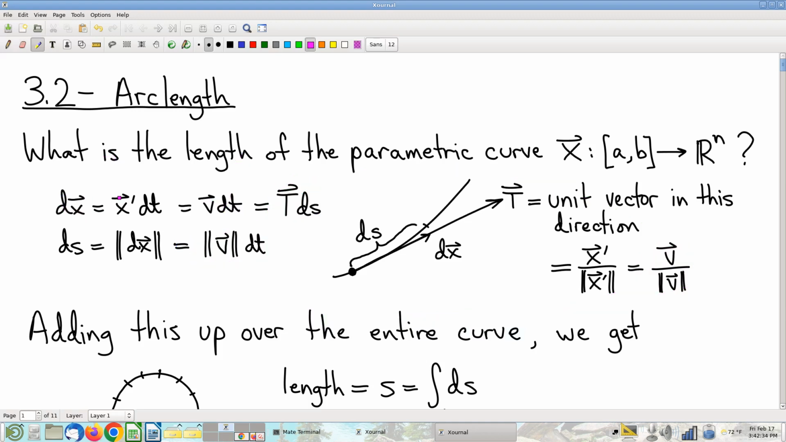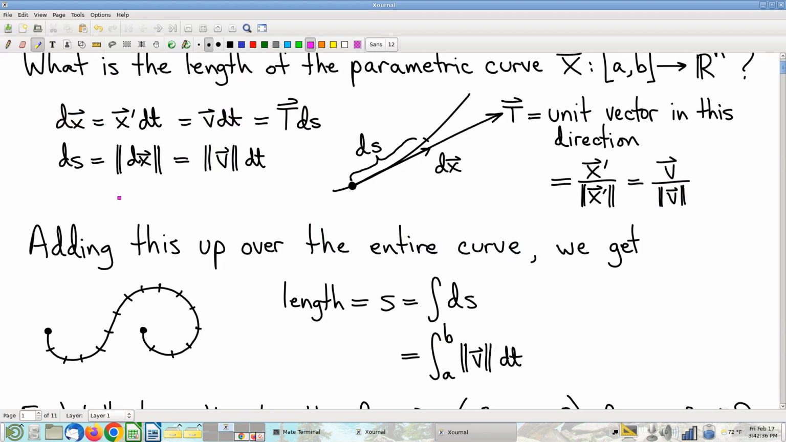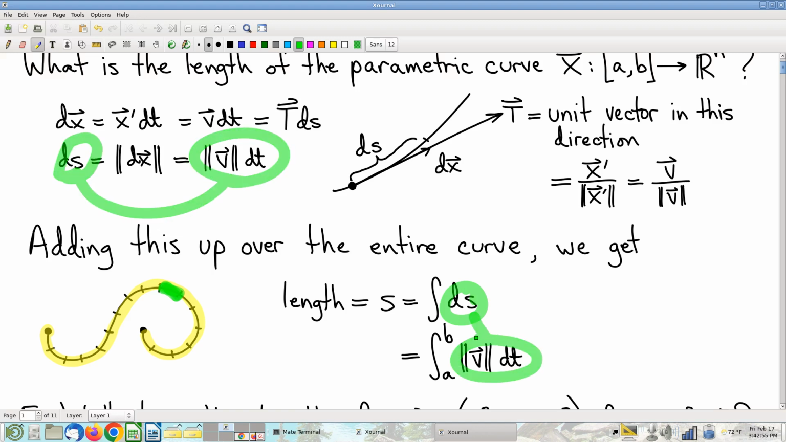All right, so with all of that set up, we are now ready to actually compute the length of a parametric curve. Here's our parametric curve, like that. I've got a formula right here for how to compute the length of a little piece of it. ds is v dt. Right? That computes the length of that little piece. If I want to compute the total length, I'm just going to add up over the entire curve. And lo and behold, there you go. That's how we compute length. It's this integral that I've got down here.